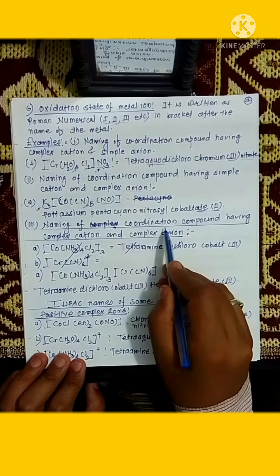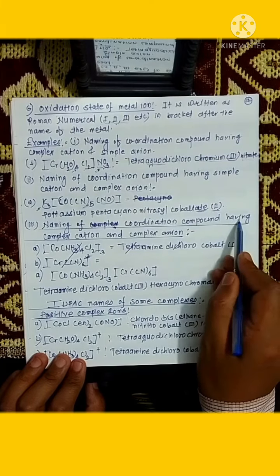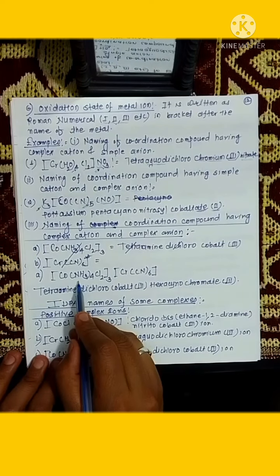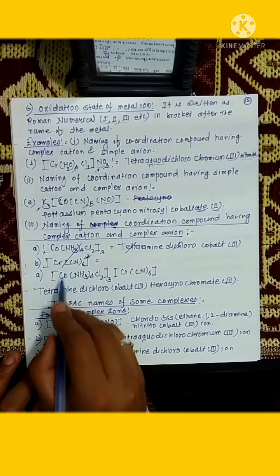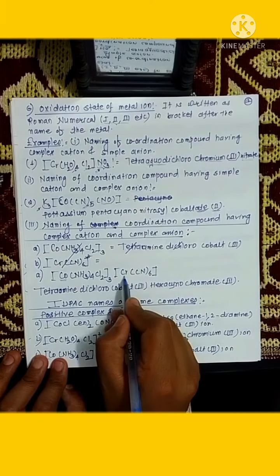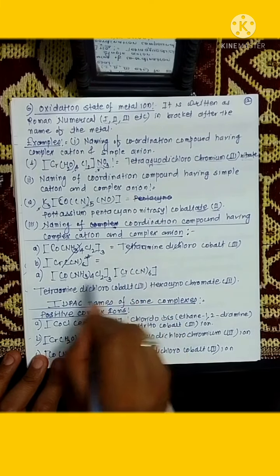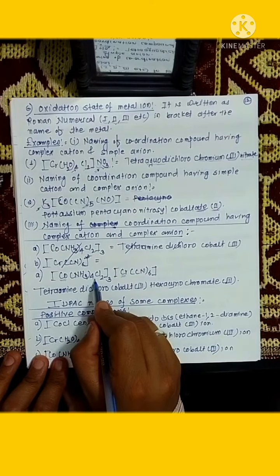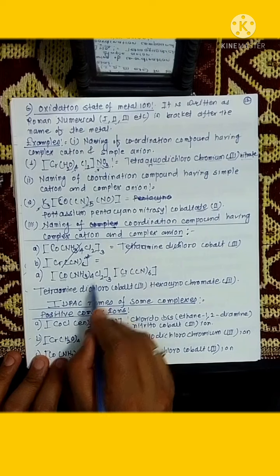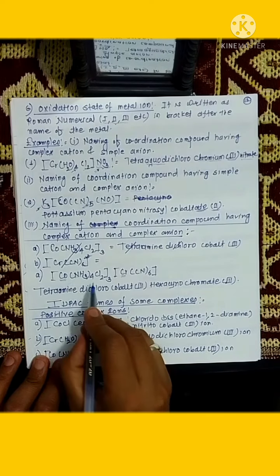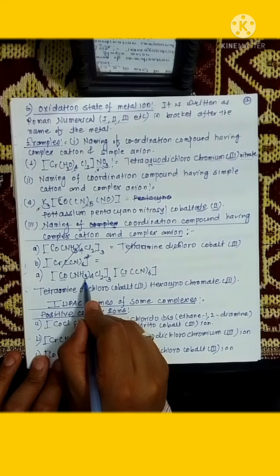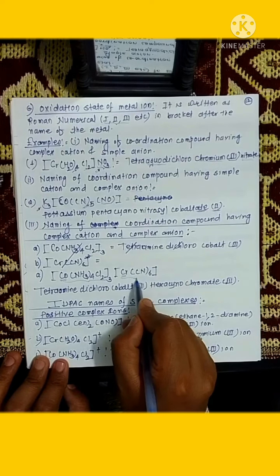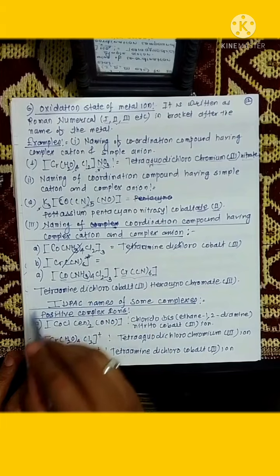Now, naming a coordination compound having a complex cation and a complex anion. Just see this example. In this example there are two different metal atoms, cobalt and chromium. So how is the naming done here? Just see here. First we are going to name this side, then we join the other side.